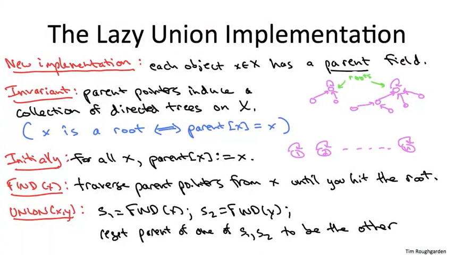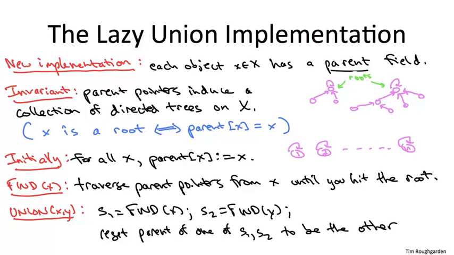So in our new implementation, it's still the case that each object has one extra field. You can think of it logically as a pointer to some other object. Really, it's just recording the name of some other object. But the semantics have changed. In our first implementation of union find with eager unions, this field, we called it a leader pointer. And the invariant was that every object's pointer points directly to the leader of its group. In this lazy union implementation, we are relaxing that invariant.